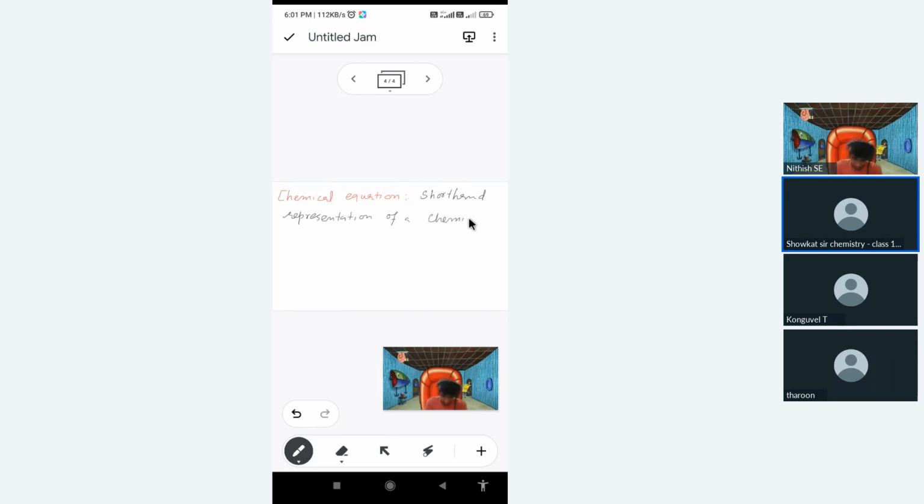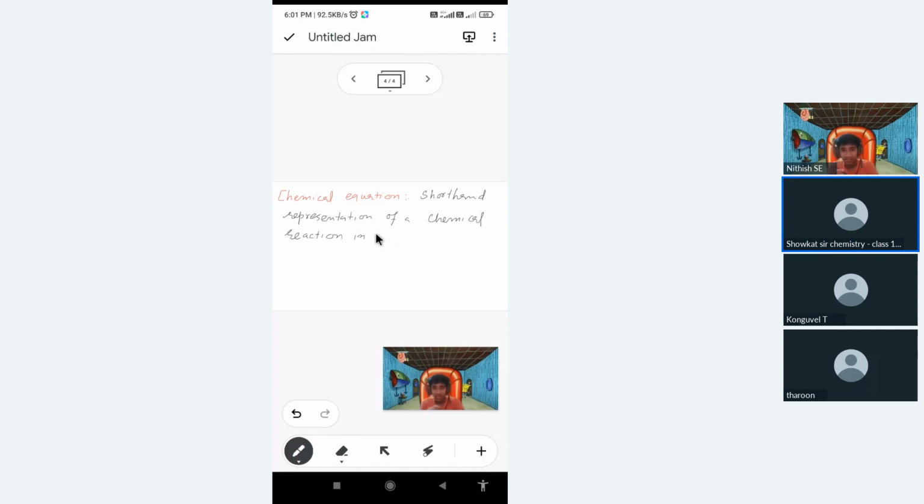So what is a chemical reaction? Two or more reactants forming a product. Yeah, exactly. When two or more reactants combine, they form a new product which has new properties. So definitely that is your chemical reaction. Now, how to write this in a very short manner? That is known as the chemical equation. It is the shorthand representation of a chemical reaction.